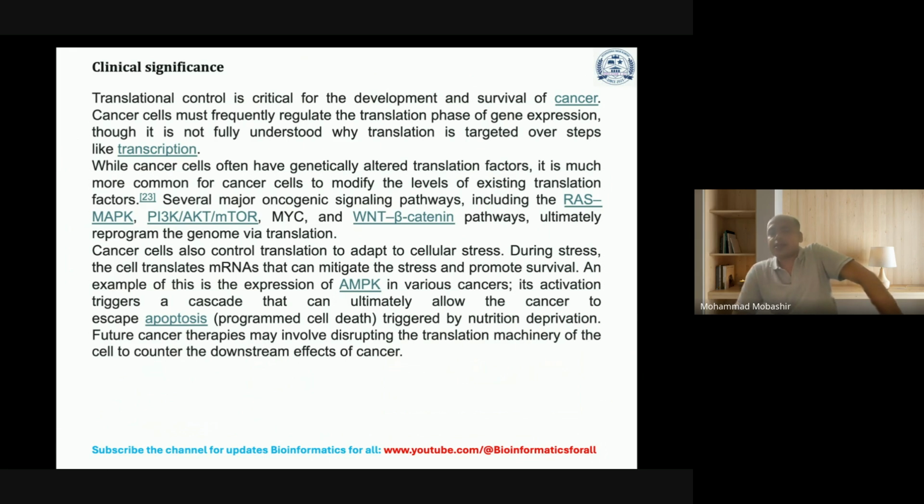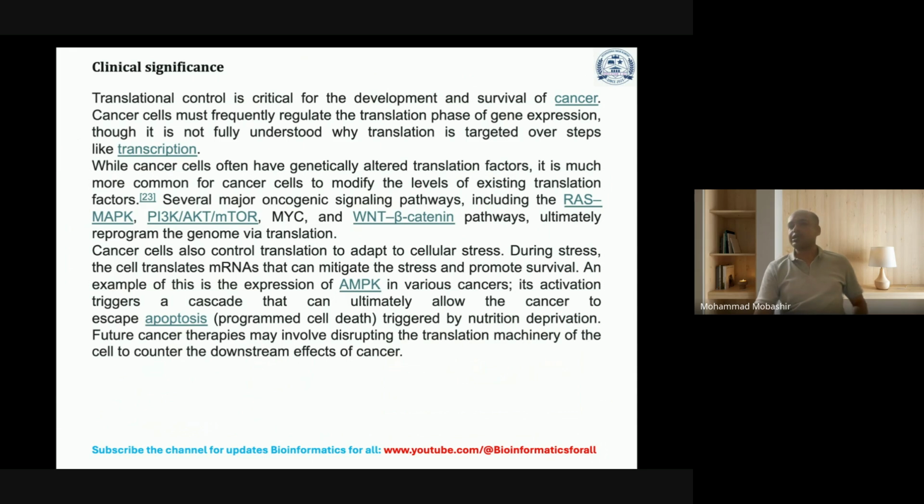Now, when it comes to the clinical significance of the translational process, as I mentioned, if there is any kind of error at the translational level, it could lead to potential disaster or potential human diseases. Translational control is crucial for the development and survival of cancer. Cancer cells must frequently regulate the translation phase of gene expression, though it is not fully understood why translation is targeted over steps like transcription. While cancer cells often have genetically altered translation factors, it is much more common for cancer cells to modify the levels of existing translation factors.